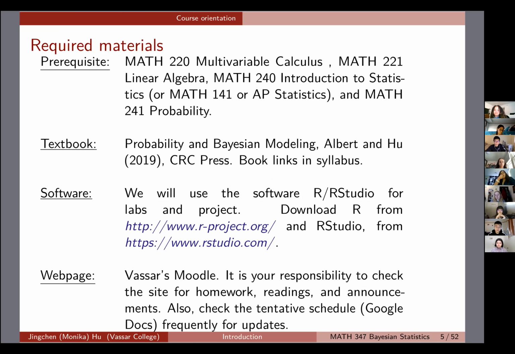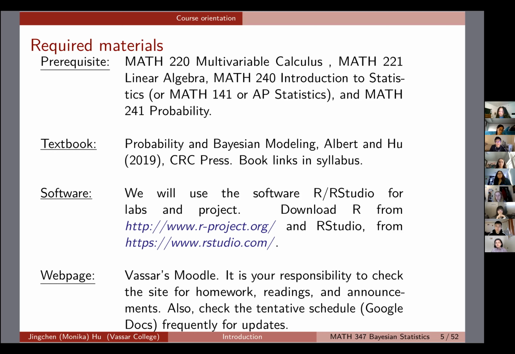All right, the prerequisites. I'm sure we all have them, but just to reiterate, you should have taken multivariable calculus, linear algebra, and some version of introduction to statistics. So maybe 240 and 141 at Vassar, or AP statistics, or the other courses you have at your own institution, and also a version of probability, which at Vassar is 241. The textbook has a free online version, and you will find the link in the syllabus as well. It's called Probability and Bayesian Modeling.